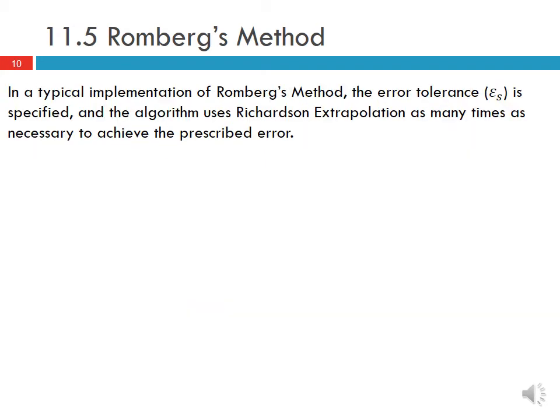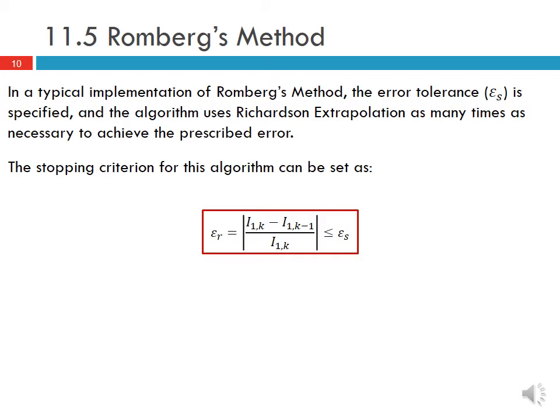In a typical implementation of Romberg's method, the error tolerance epsilon_s is specified and the algorithm uses Richardson extrapolation as many times as necessary to achieve the prescribed error. The stopping criterion can be set as the relative error, which is (I_{1,k} minus I_{1,k-1}) divided by I_{1,k}, less than or equal to epsilon_s. Basically this takes the values in the top row of our Romberg table: the last one minus the one before it, divided by the last one.